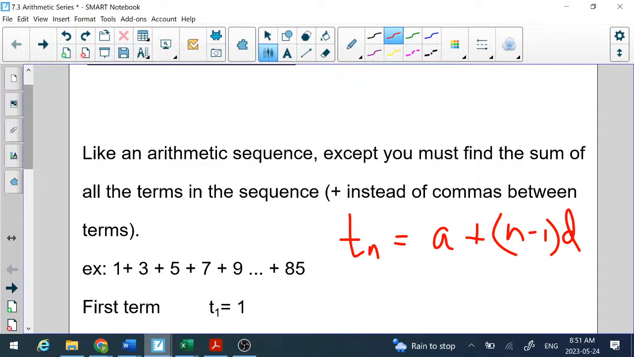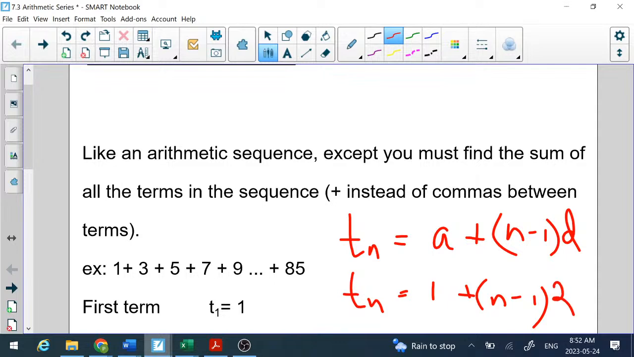What do you think, Domenico? Can you think of something I could replace A with? A means the first term. Do you see what the first term is? So you're going to replace it with 1, correct? So that's going to be 1. We don't know what n is. Do we know the common difference? It is 2.